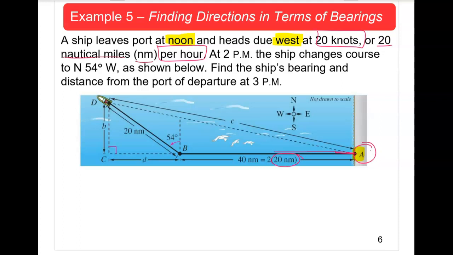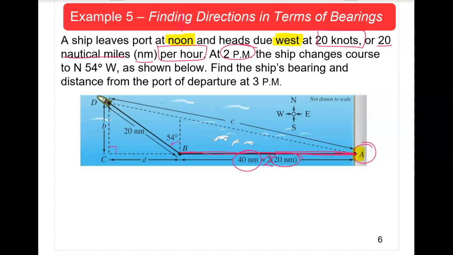At 2 p.m., the ship changes course. And I'm going to pause there. So if the boat started traveling at noon, by 2 p.m., 2 hours had passed. And so 2 times 20 will give us 40. So the distance that was covered was 40 miles, or nautical miles.